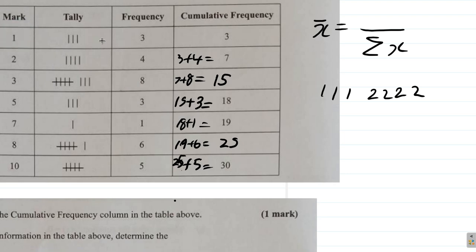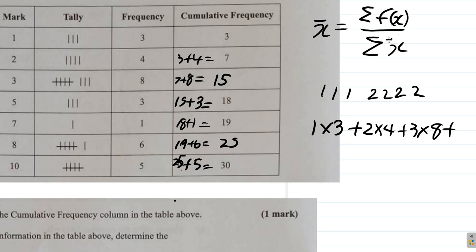Now, you see this? It is 1 times 3, the 1 and 3 of them got 1, plus. You have 2 marks, how many of them got it? Times 4, plus. 3 marks, how many of them got 3? 8, plus, and so on and so forth. Now this is the value x times the frequency. So the top is the sum of fx over the sum of f. That's the value when you have them distributed like this. Alright?